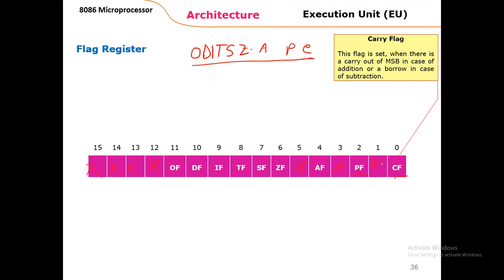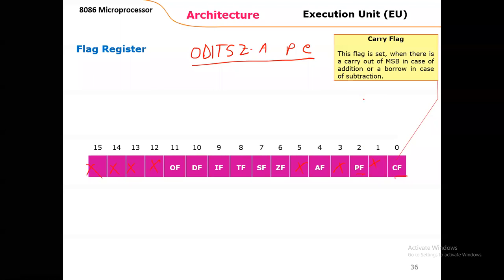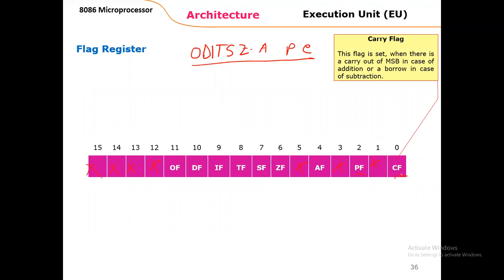C means carry flag. Suppose you are adding two values. If there is a carry, then the carry flag is high. If this position is high, the microprocessor acknowledges that the result must have a carry. So this is the carry flag.